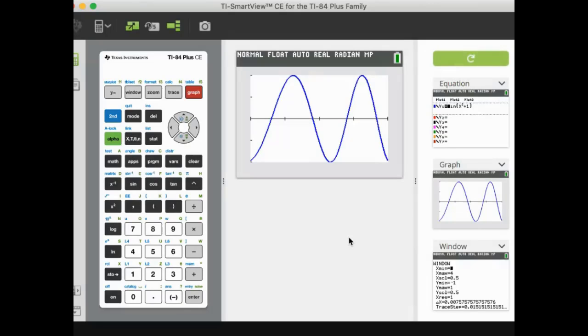Remember, this is the derivative function. So this is the derivative, okay? If everyone looks, it's going to hit the x-axis 1, 2, 3, 4 times, which means that this is going to have 4 critical points. So there's 4 places where the derivative equals 0.